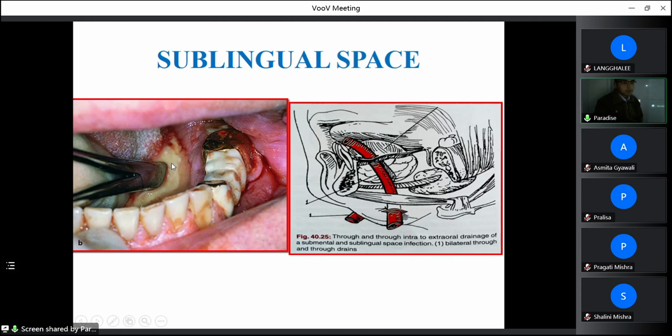After all the pus has been drained, you have to put either a drain or you can put any sterile gauze piece, and you have to do dressing BD or TDS. Once you get the report of culture sensitivity, then you can start the specific antibiotic.